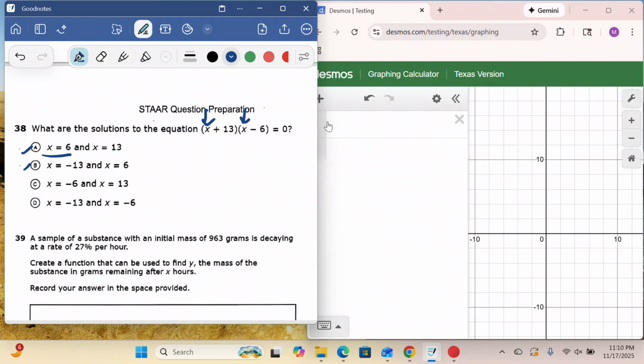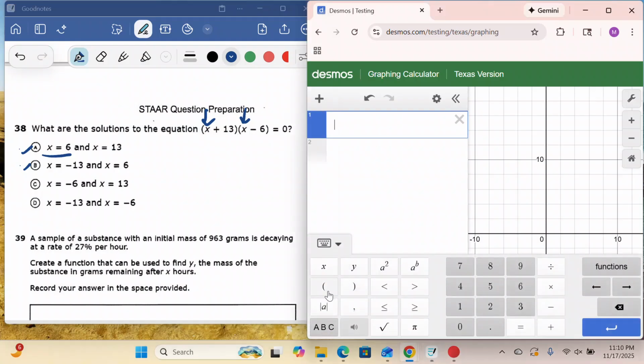And I'm going to input the first one, and instead of x, I'm just going to test out 6. And it has to equal 0, and if it doesn't equal 0, then it's not a correct answer. So I'm going to say x, which is 6. I'm going to do 6 positive 13, close parentheses, open parentheses, x minus 6, which is 6 minus 6, close parentheses, gives me 0. So most likely that is a correct answer. But I want to check it.